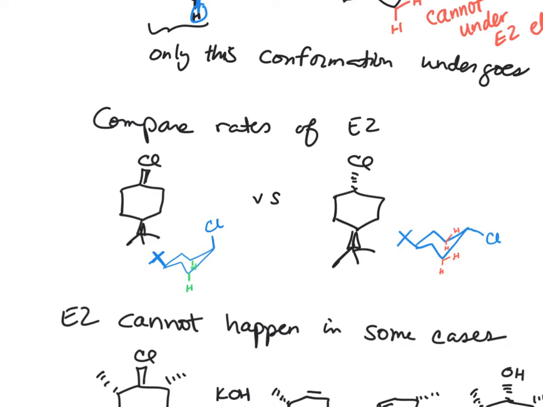So this means that because molecule 1 spends more time in a conformation that can lead to E2, the reaction rate will be faster.